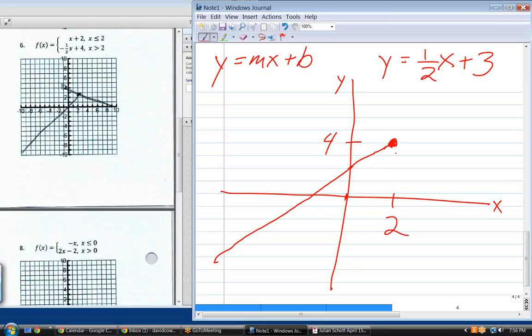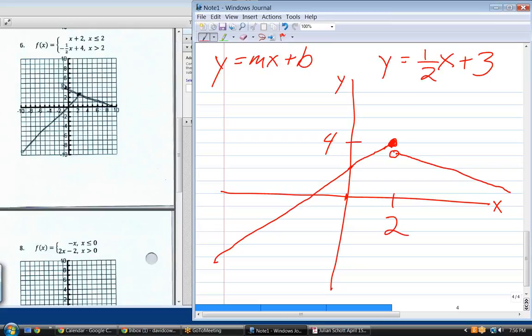Open or closed? It's open. What's my slope? Slope is negative 1/2. Just the coefficient of x. Okay. And negative 1/2 looks like that.